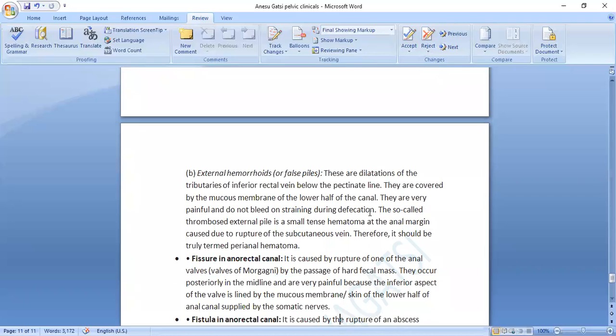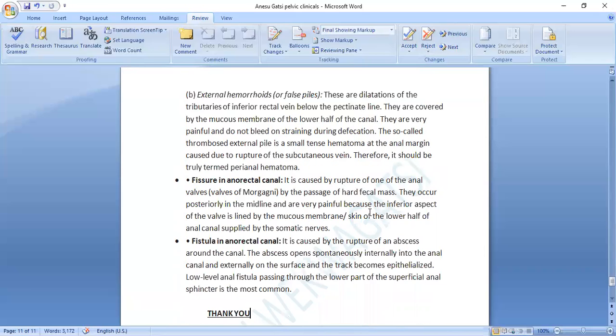Then we have what you call a fissure in the anorectal canal. This is caused by rupture of one of the anal valves by the passage of a hard fecal mass. The valve that is more commonly injured is known as the valve of Morgagni. You have a sinus of Morgagni on the base of the occiput; don't confuse the two. These occur posteriorly in the midline, and they are very painful because the inferior aspect of the valve is lined by the mucous membrane of the lower half of the anal canal. Remember, the lower half of the anal canal is supplied by somatic nerves. So fissures within the anorectal canal will be very painful.